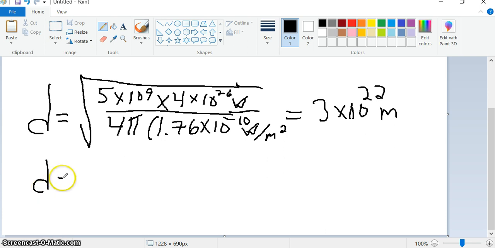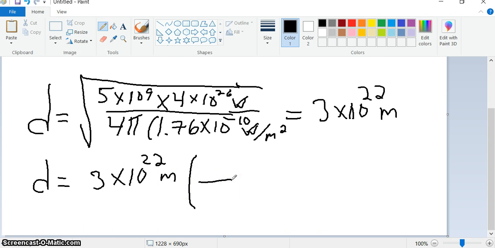We want to turn that into kiloparsecs. So I say, okay, 3 times 10 to the 22nd meters, and I know that in 1 parsec there are 3.1 times 10 to the 16th meters. So the meters cancel, as they should, and that will give us the answer in parsecs, which we're going to want. Let me write the number out up here.